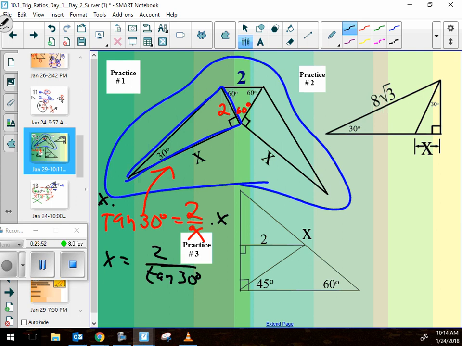How many had the same thing? Good. Okay, question. You can, but you still needed to have the side, though. You had to figure that out first.